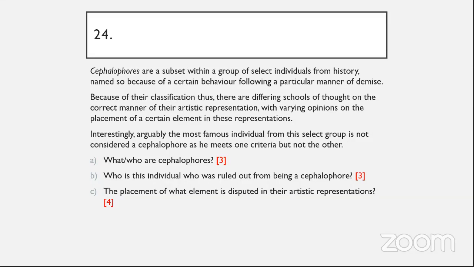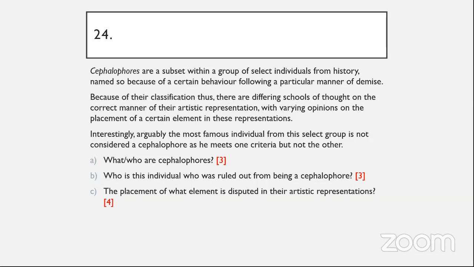Cephalophores are individuals who are depicted in paintings or sculptures holding their own severed head in their hand. So they are basically depicted as headless, and they hold their head in their hand. The individual who was ruled out of being a cephalophore is one of the apostles. And for the placement in part 3, we will say that instead of that particular apostle holding his head with him, somebody else was holding his head. And so that was the difference.